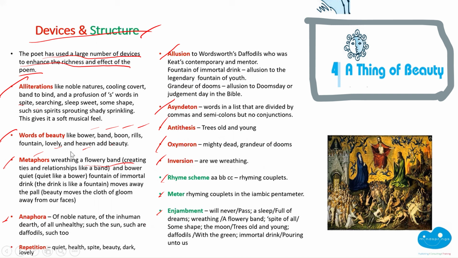That means a flowery band is basically about the kind of attachment that you have, the relationship or the bondage to material things, to the earth. Bower quiet is quite like a bower. Fountain of immortal ring: the ring is like a fountain. You say like, this is simile. If you don't use the word like, then it is metaphor.